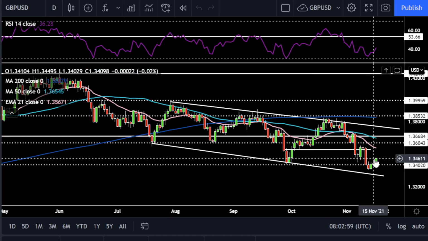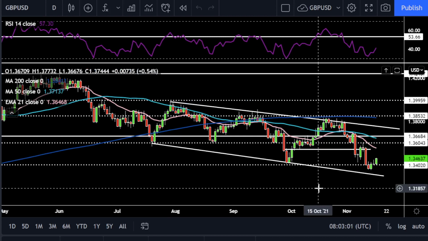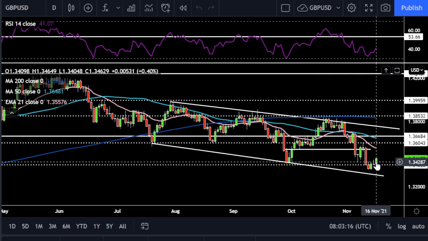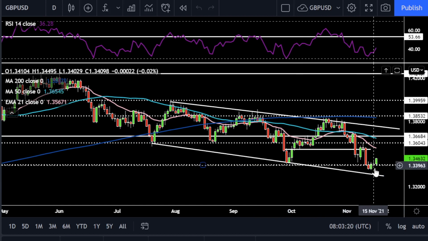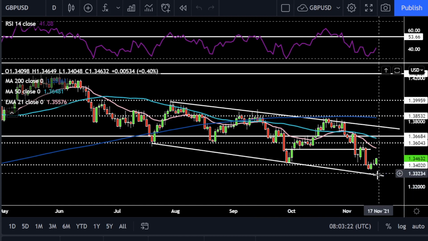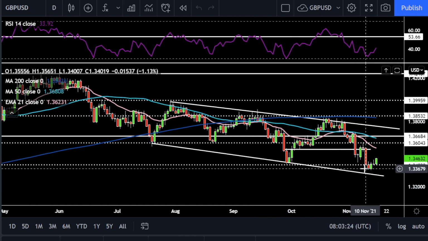GBP US dollar, we got a nice bullish candle this morning on some good labor data that obviously feeds through into the Bank of England's monetary policy settings, as well as what the market expects them to do. So we're probably seeing a little bit of an increase in rate expectations build up, and that's why we're seeing a nice bid in cable. Strong support here at 134, a nice round number. We had the lower line of the descending channel.